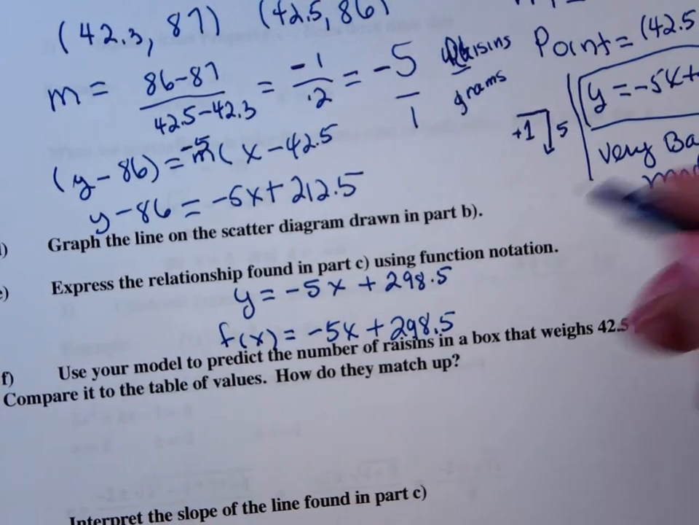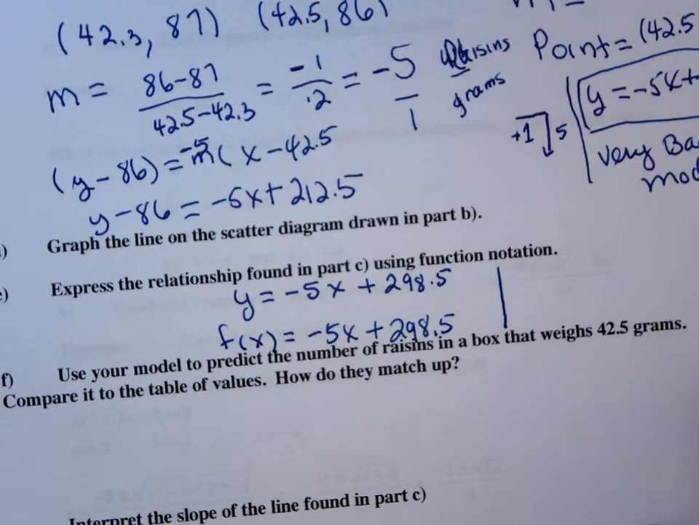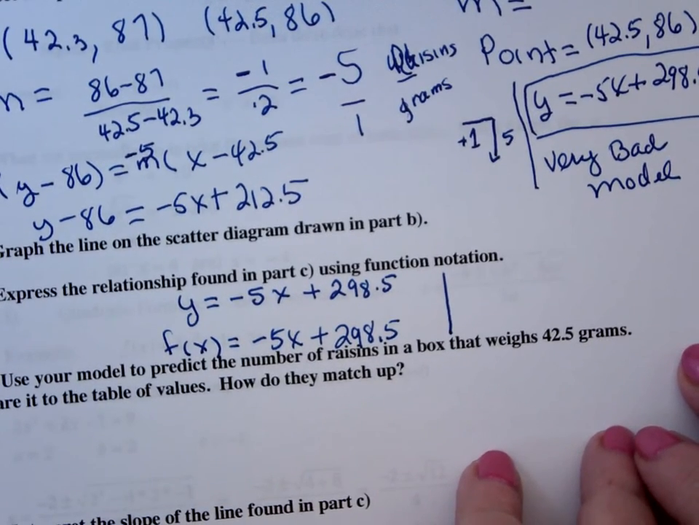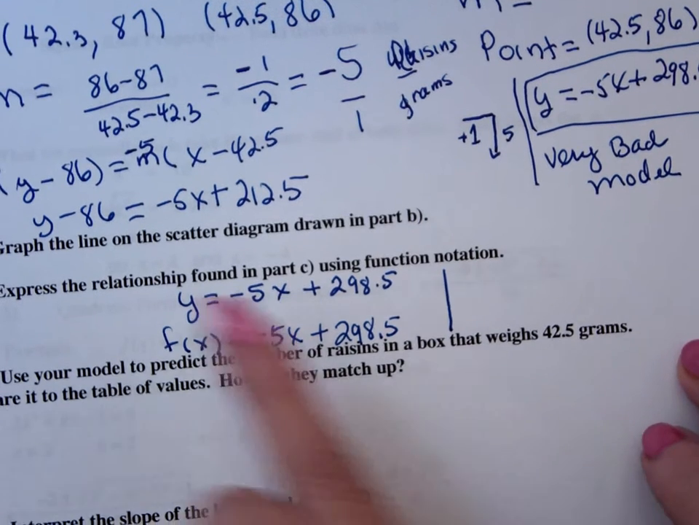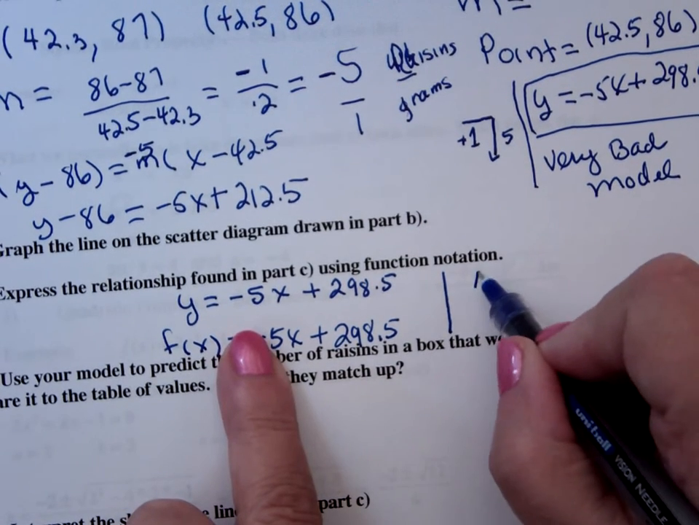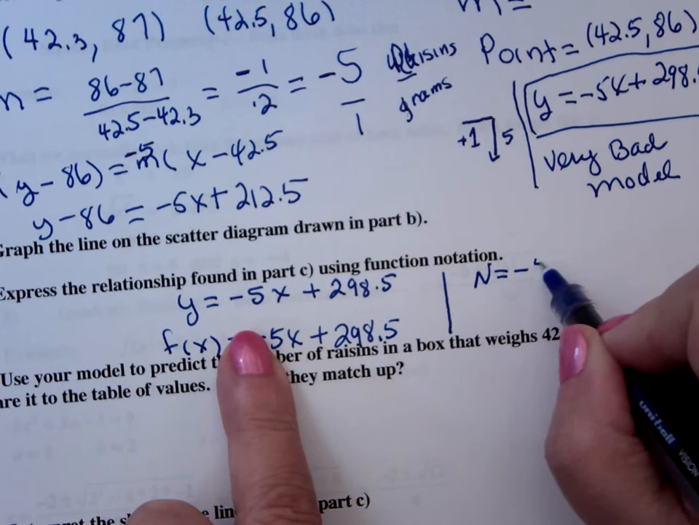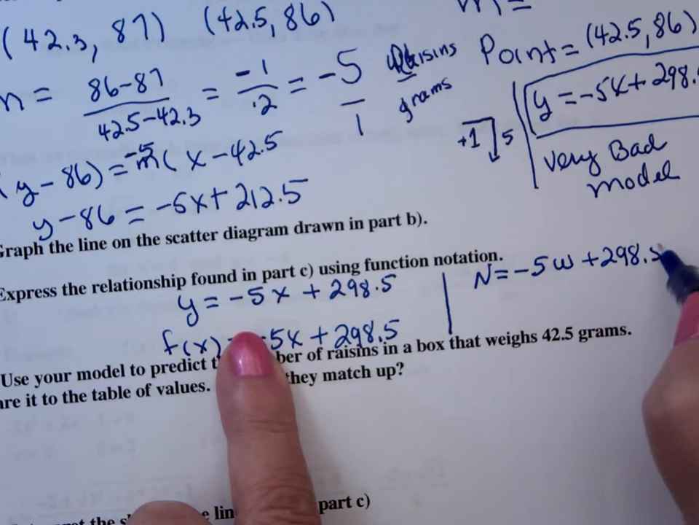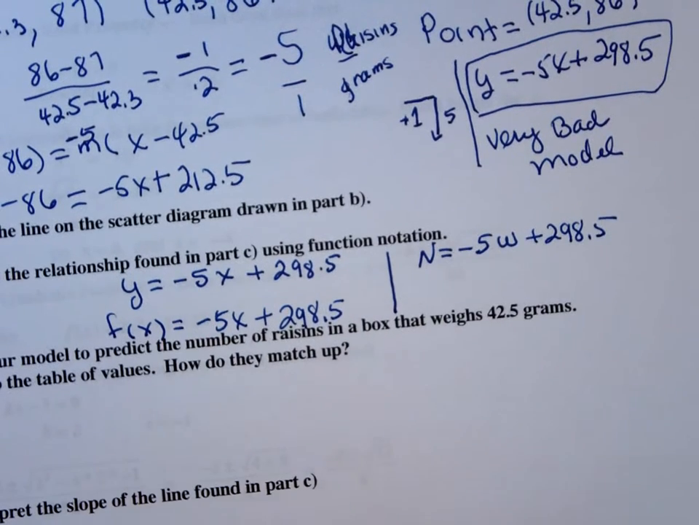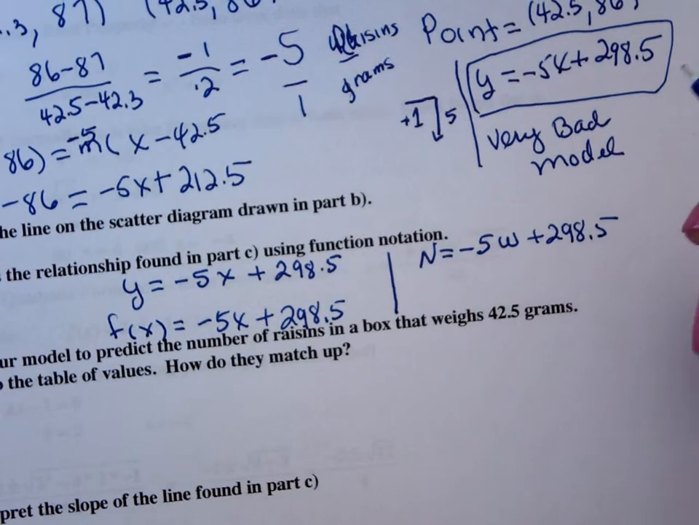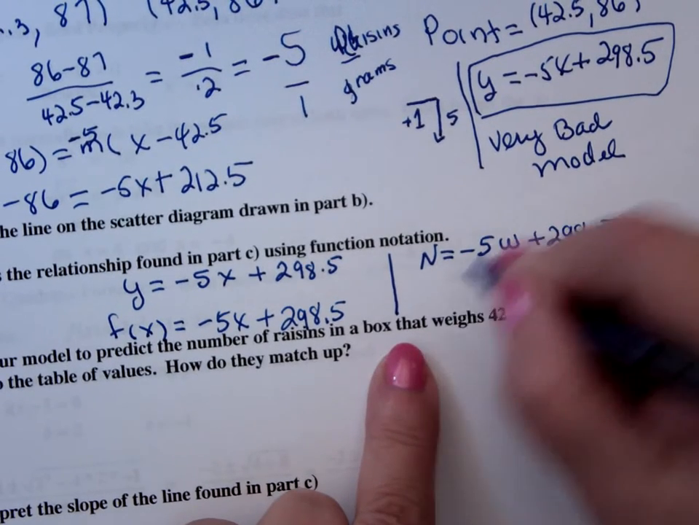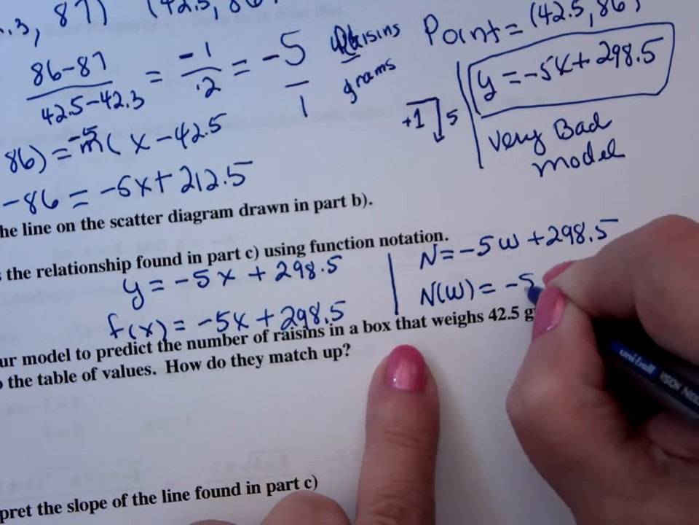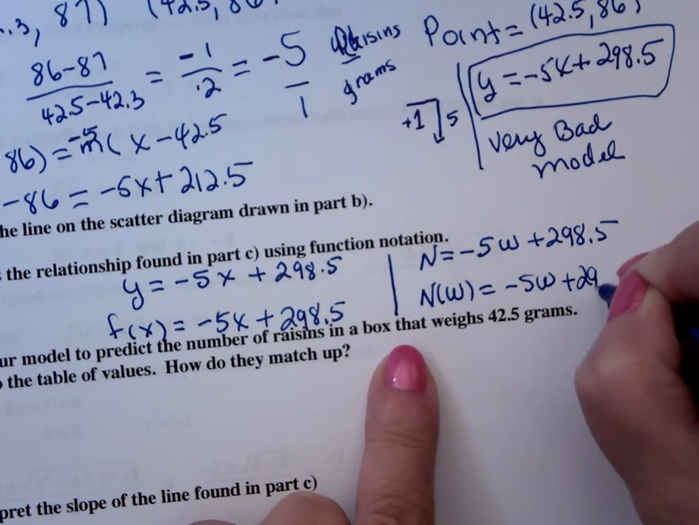Now, if I wanted to use the notation the book uses, which is W and N, this becomes N equals -5W plus 298.5. Or this would be N of W is -5W plus 298.5.